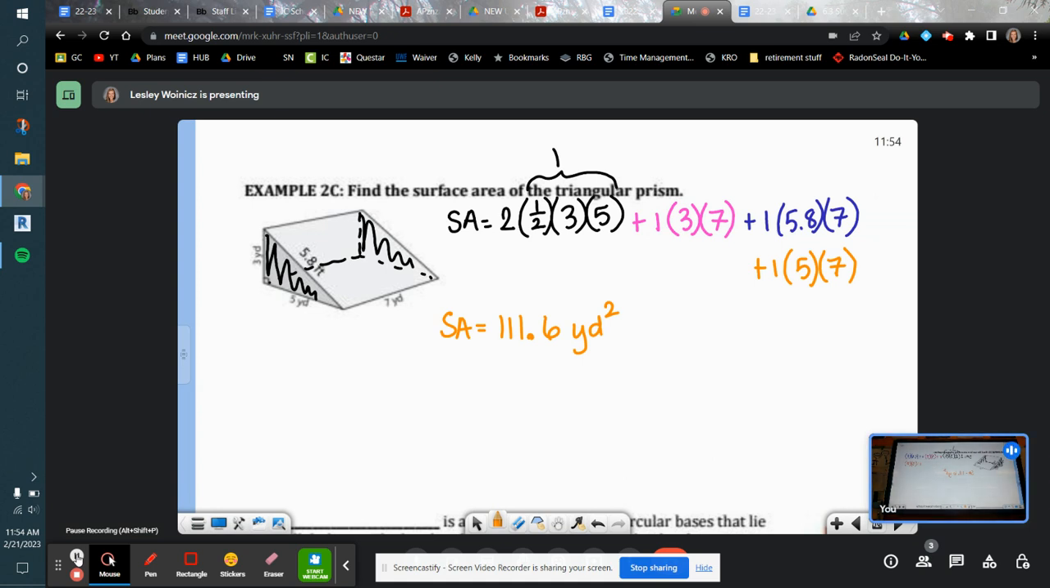So is it a little bit tedious? Yeah, but it's just adding up areas that we already know how to find. So just take a deep breath, count how many there are. If you have to make a net, make a net. Don't panic. Just add up the areas that you already know how to find.